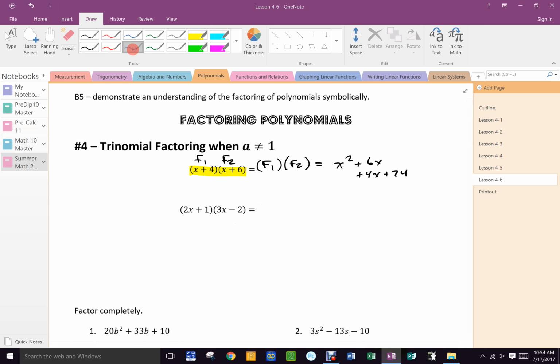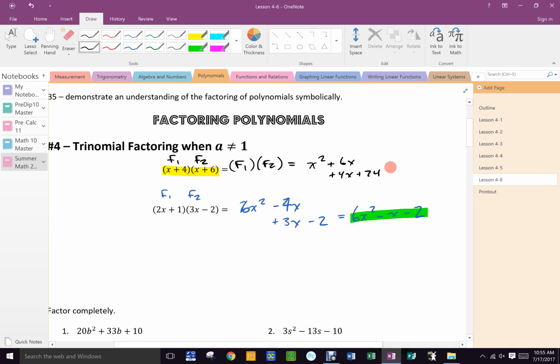So this right here is factor 1, and that is factor 2. And when we multiply it together, of course, we get 6x squared minus 4x plus 3x minus 2, which gets me 6x squared minus x minus 2. And that is my expanded form. And up here, my expanded form ended up being x squared plus 10x plus 24.